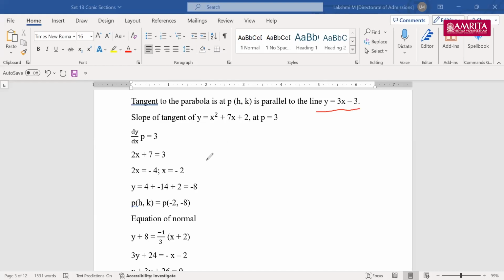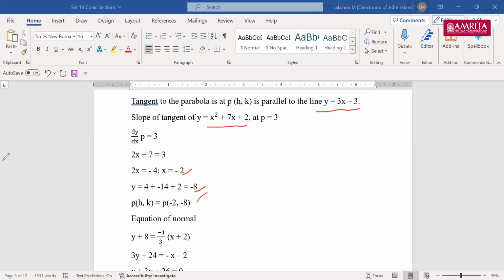Now what we can do? We can differentiate it and we can have the value as 3. So this will be 2x plus 7, which is equal to 3. So this will be 2x equal to minus 4 and x equal to minus 2. Once you have that value here, you can substitute it here and you'll be able to find out h, k. You got the value of h, k as minus 2, minus 8 because x is minus 2 and y is minus 8. But what the question is asking?